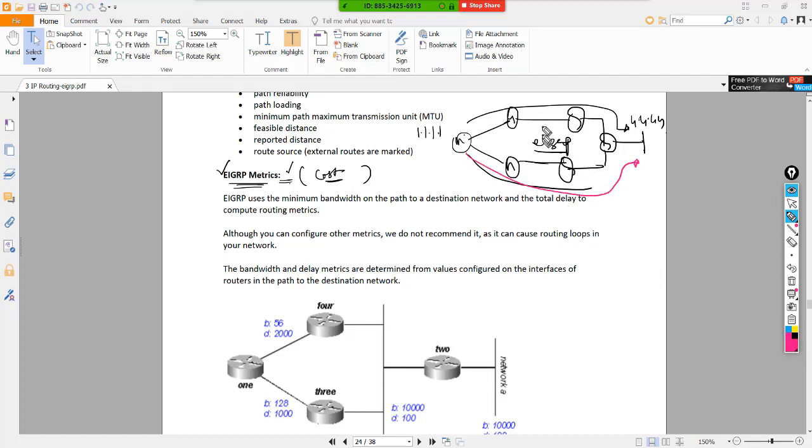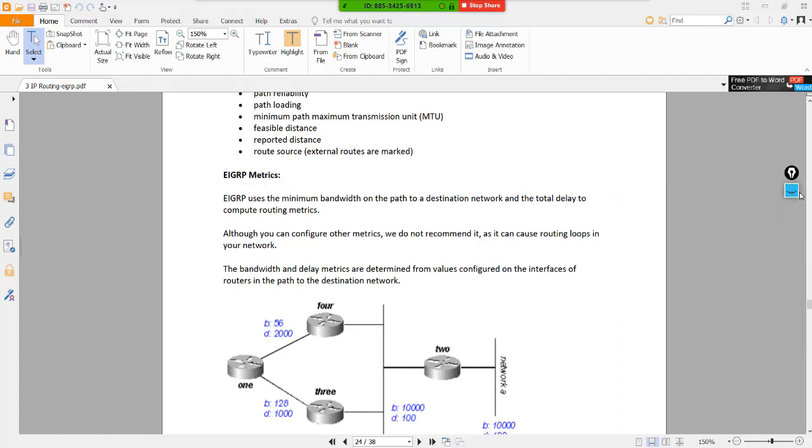Let's say they have a serial link in between. The bandwidth is different here, and if the bandwidth is different, the cost will also change. Now let's say they are making use of the same bandwidth link, that is, all Gigabit links everywhere. In this case, the default load balancing will happen and both paths will be preferred. That's the behavior of EIGRP.